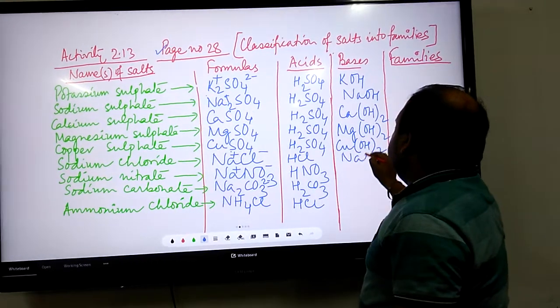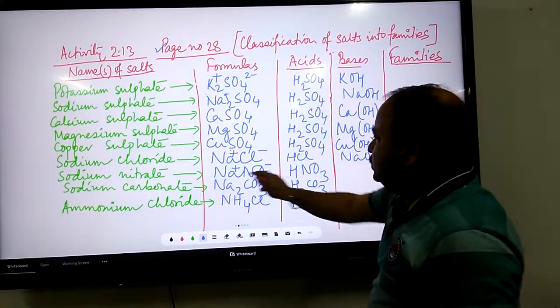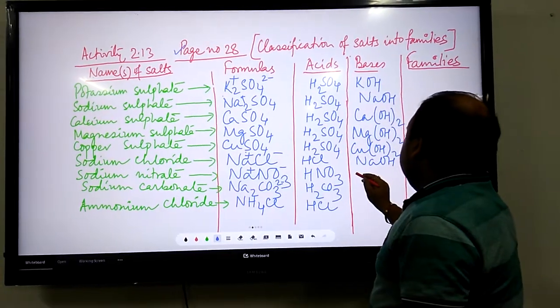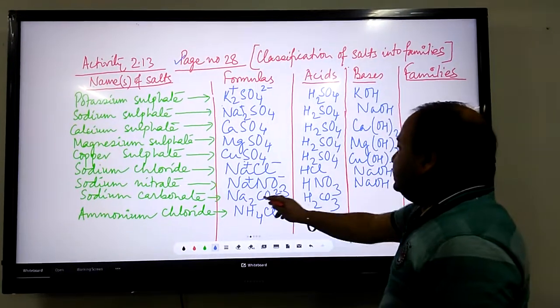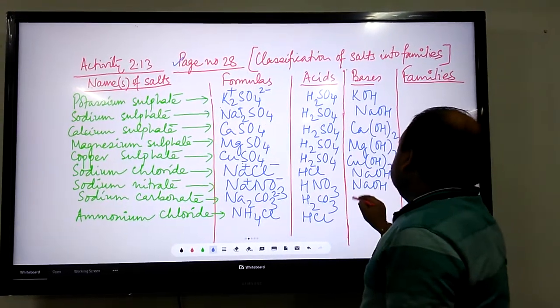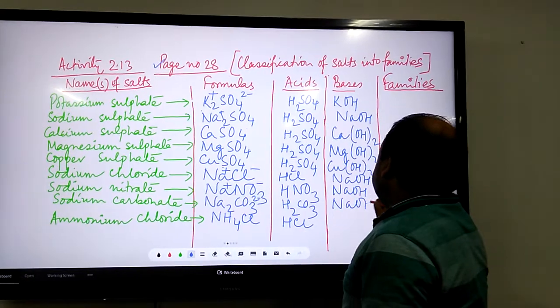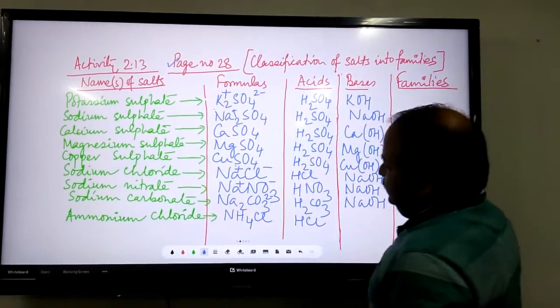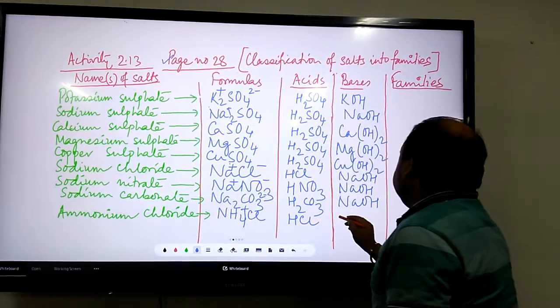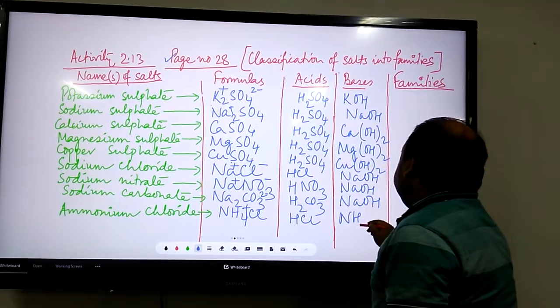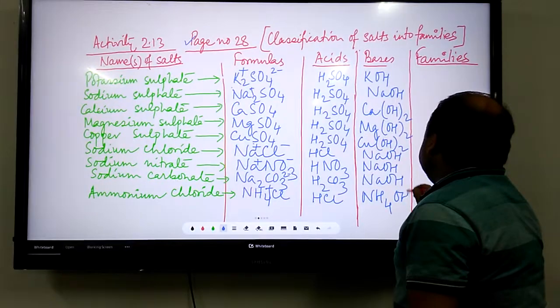Sodium hydroxide in the next salt. The base will be again sodium hydroxide in the next salt. In the next salt again the base will be sodium hydroxide. And in the last salt, the positive radical is NH4 plus, and along with that you add OH, so it will be NH4OH, that is ammonium hydroxide.